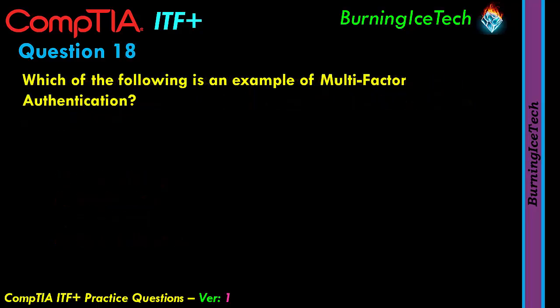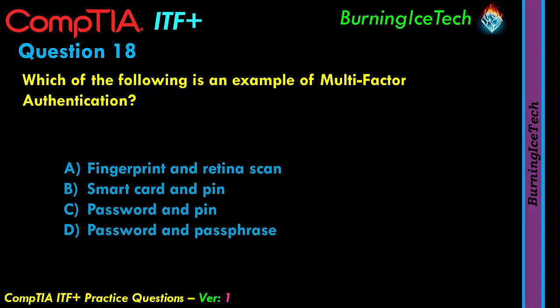Question 18. Which of the following is an example of multi-factor authentication? So in case you don't remember what authentication is, that's to prove you are who you claim to be or you are what you claim to be. Now in this instance, we're talking about user identity. So we are trying to prove we are who we claim to be. And this is normally done via a username and a password, or an email address and a password. But it can be done via many other things as well.